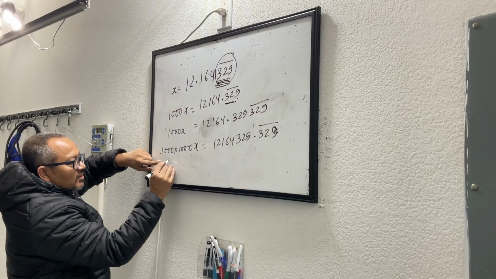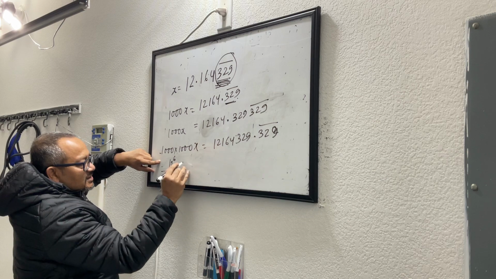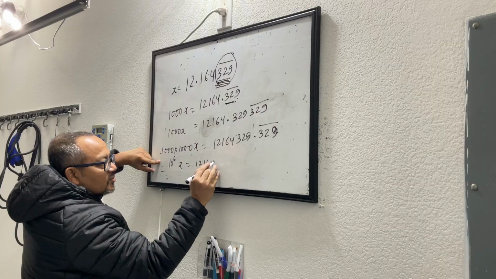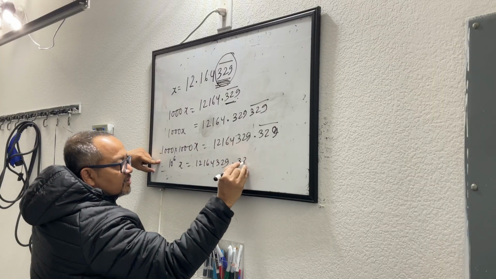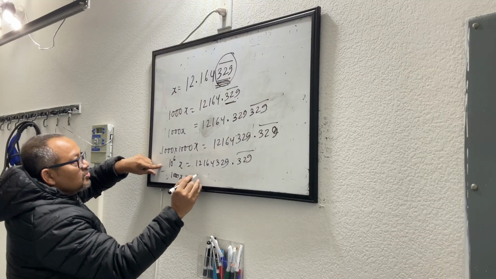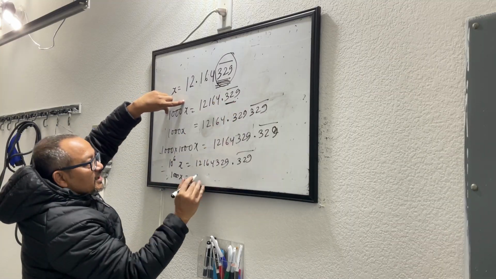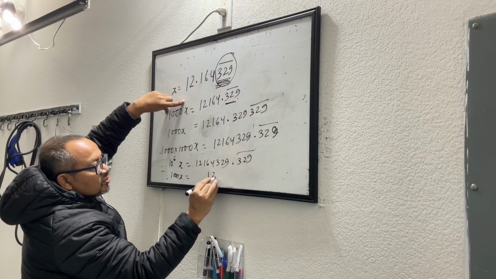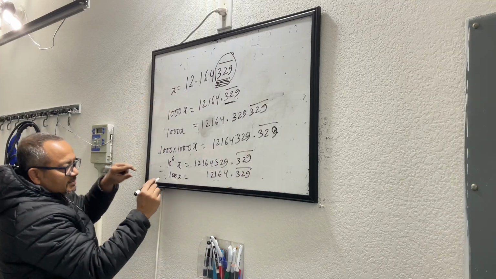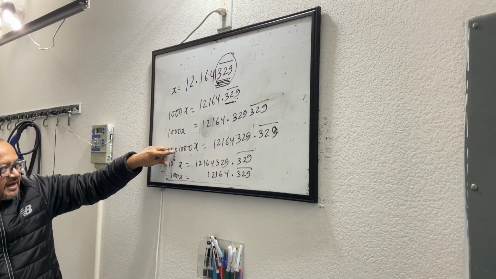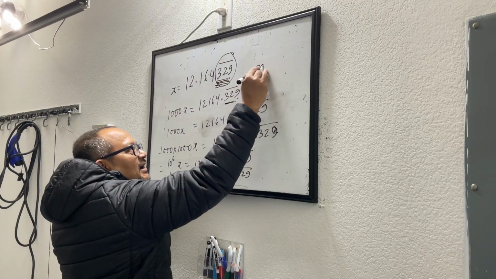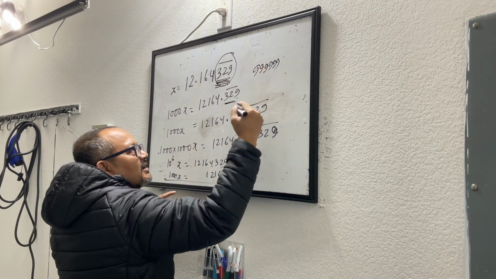So whatever I have, if I multiply that by 1000, then I'll have the repeating decimal. So 1000 times 1000 is 1 million, 10 to the power 6. So 10^6 x is equal to 12164329.329 repeating, and 1000x is equal to 12164.329 repeating. Now you do the same thing. You are subtracting 1000x from a million x, so it will become 999,000x.